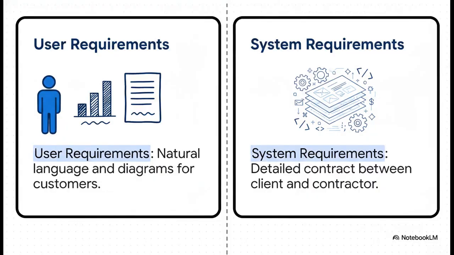Now, to keep everyone perfectly on the same page, we actually divide these into two distinct categories. On one side, we've got user requirements. These use plain, natural language, maybe some simple diagrams specifically for the customer. On the other side, system requirements. These serve as a highly detailed, structured, technical contract between the client and the developer. You absolutely need both to survive a project, but remember, they are speaking to very different audiences.